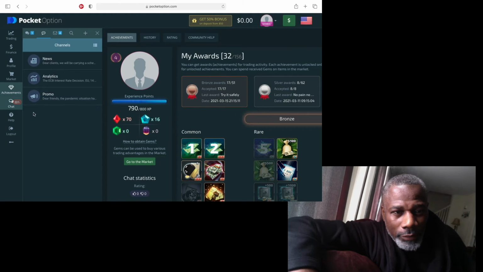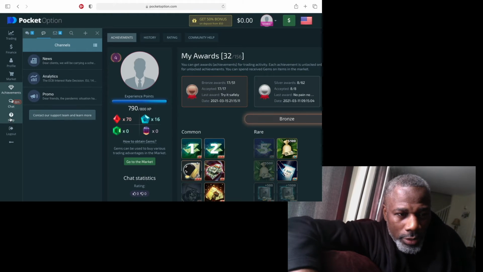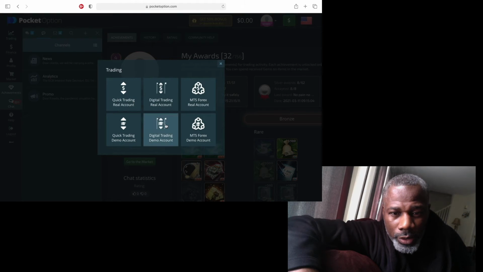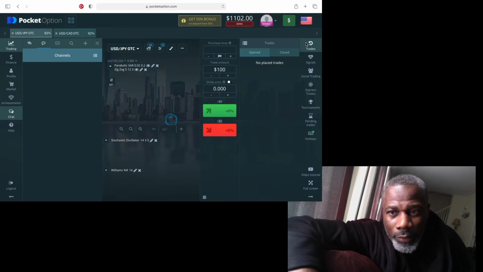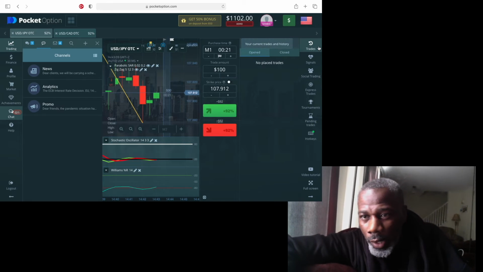Another thing is that they have a chat platform where you can chat and do different things like that. So you could chat. They also have help. Another unique thing that I've noticed with this particular trading platform is that they have a panel on the right over here. Now look at my cursor, I'm on the right.